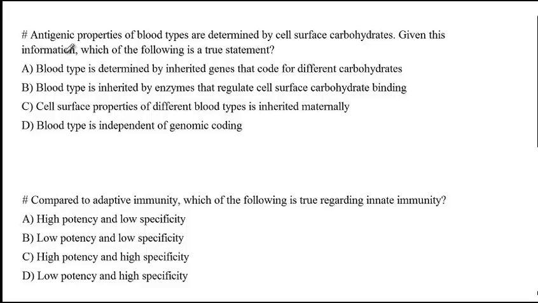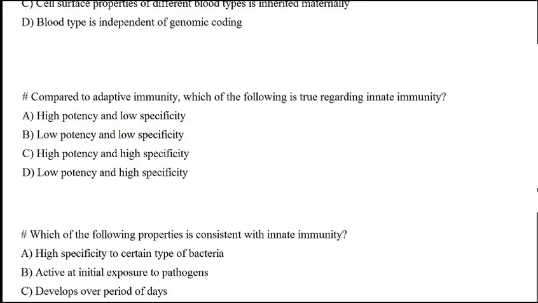So the first question, antigenic properties of blood types are determined by cell surface carbohydrates. Given this information, which of the following is a true statement? Moving on to the next question.